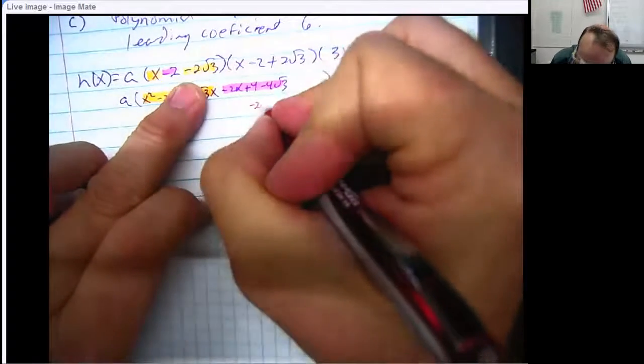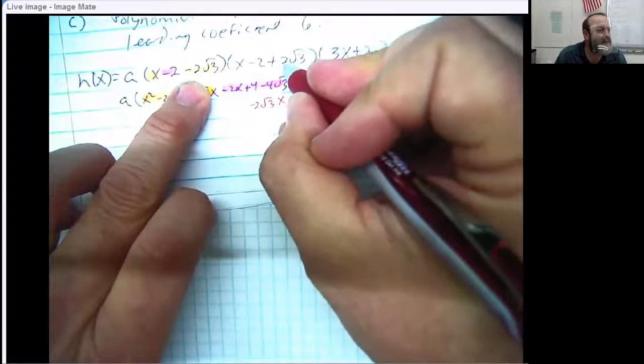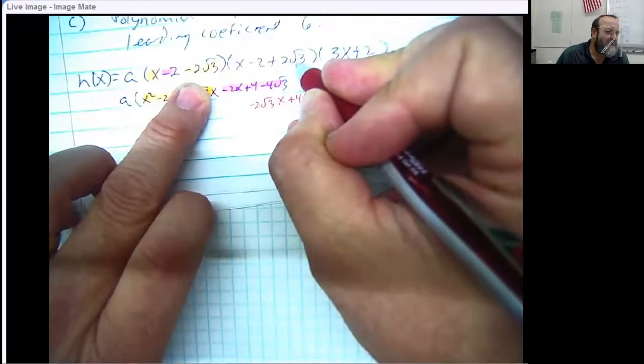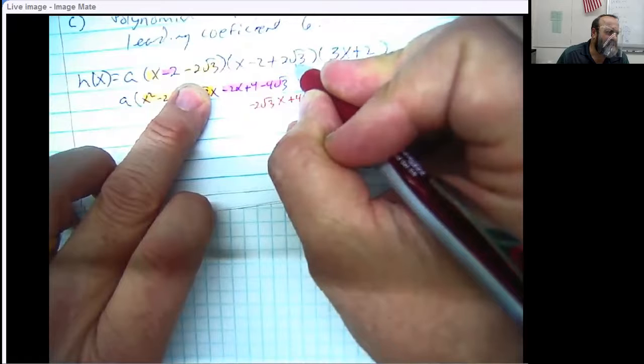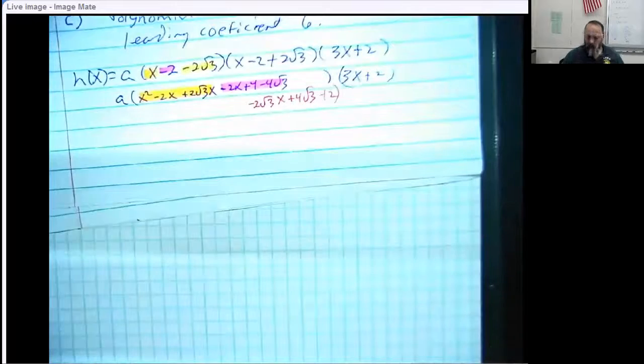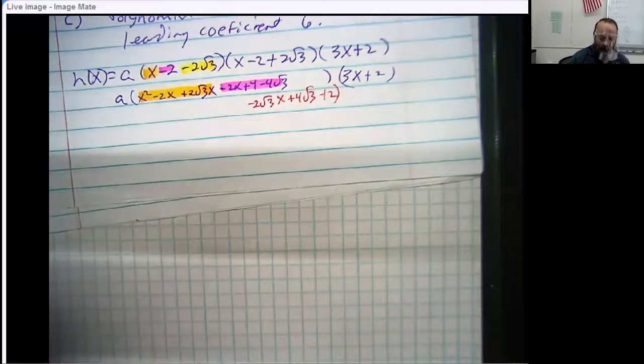So my last distribution is negative 2 roots of 3x plus 4 roots of 3. And what is 2 times 2? 4. And root 3 times root 3 is 3. And 4 times 3 is 12. So 2 roots of 3 times 2 roots of 3 is 12. Okay. That's a lot of stuff. But there's a confirmation coming if we did it right.